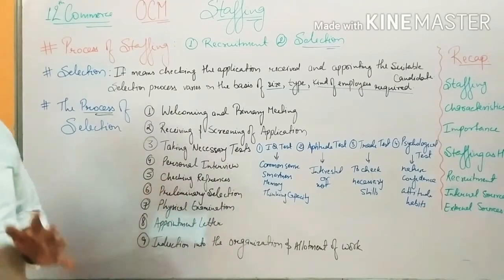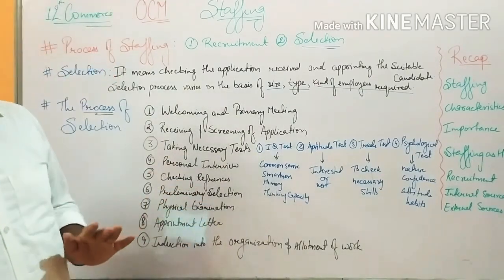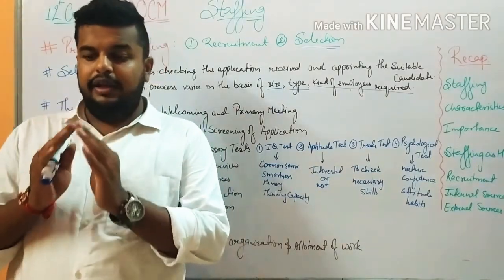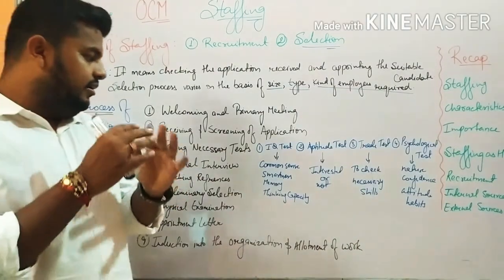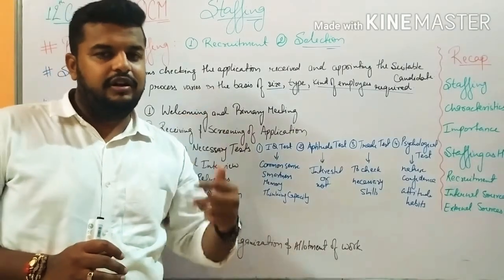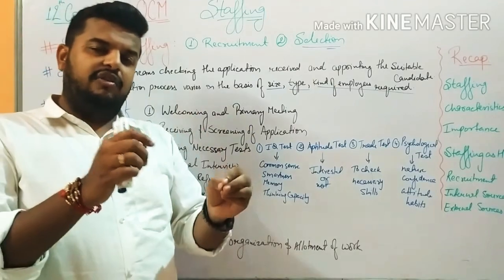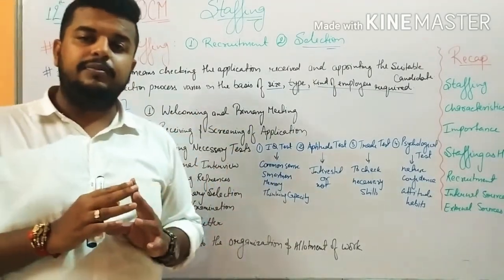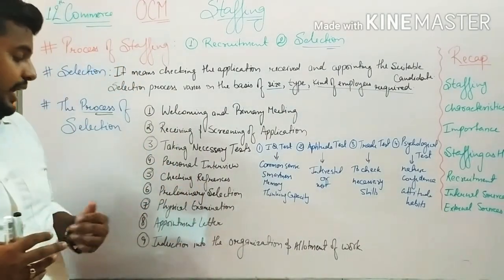Next is preliminary selection. Preliminary selection means after the end of the 5th step, the selection committee or the organization has come to a conclusion that these are our shortlisted candidates. Out of 10, if we want one, but 3 or 4 or 5 candidates are such that any one of those 5 is perfect for the job, can be opted for the job. So preliminary selection means shortlisting the candidates.